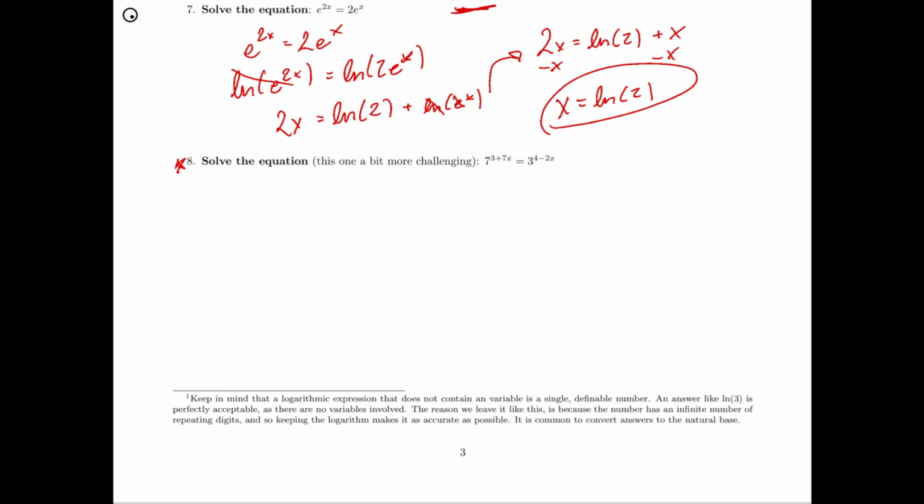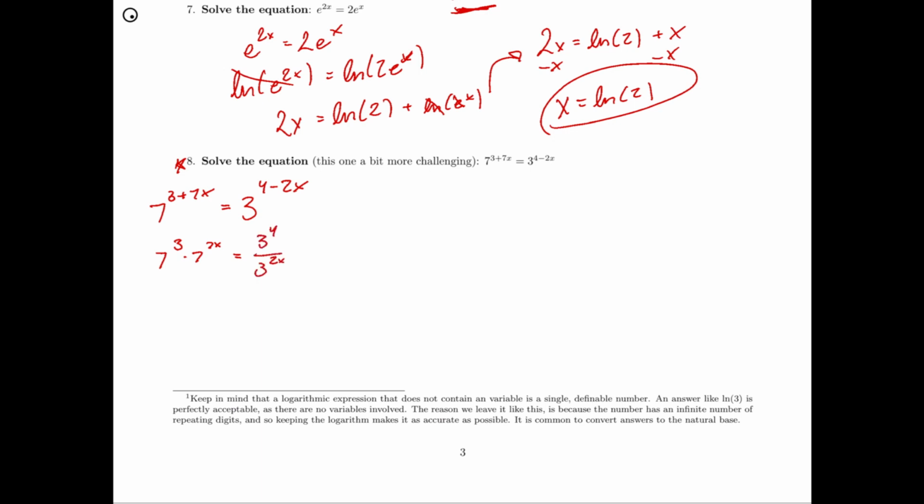Okay. So we get 7 to the 3 plus 7x equals 3 to the 4 minus 2x. Now here's what I'm going to do. I'm going to simplify or expand these exponents using properties of exponents. So I'm going to turn this into 7 to the 3rd times 7 to the 7x equals, and then this will be 3 to the 4th over 3 to the 2x.